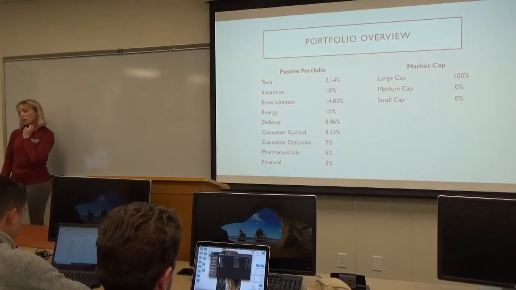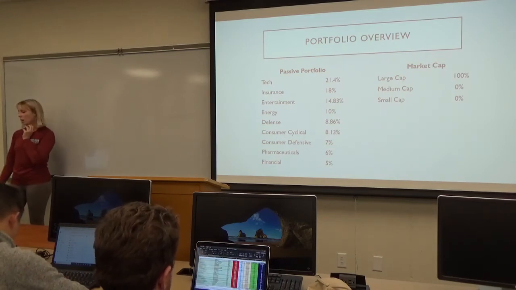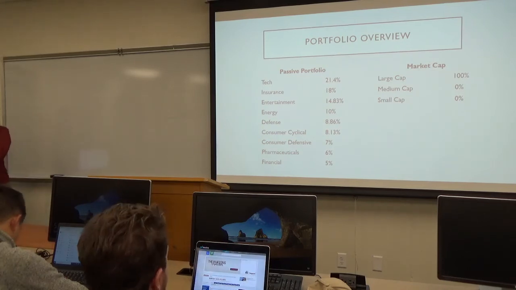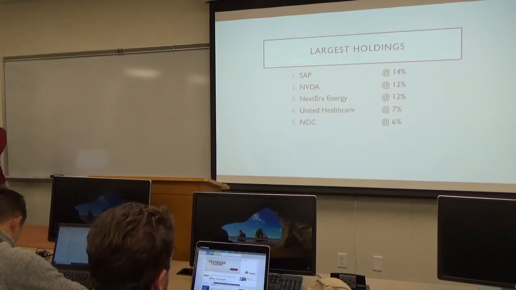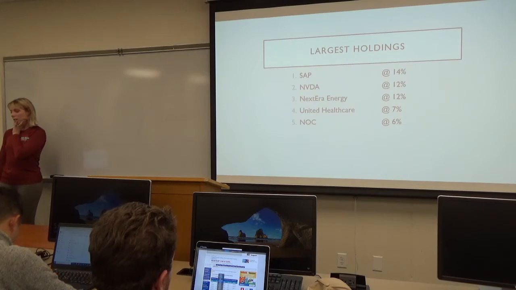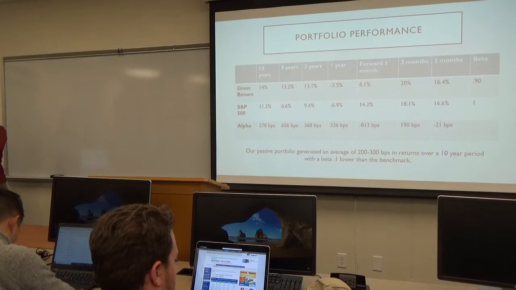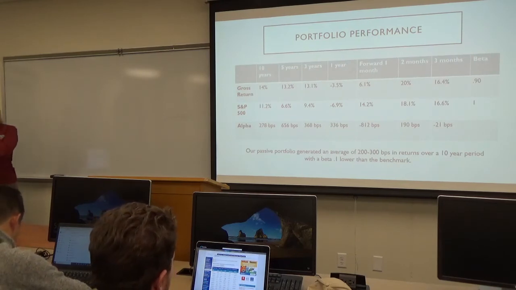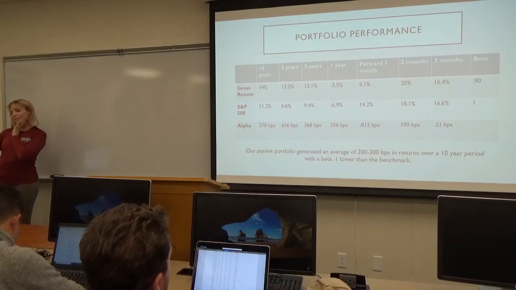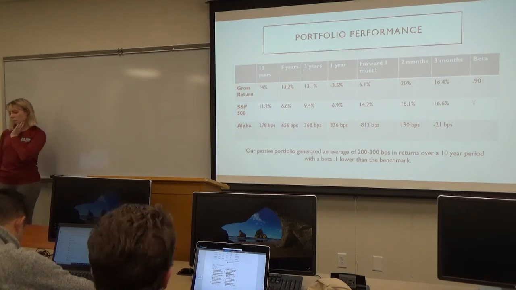This is the overview of our portfolio. It's primarily tech. The next largest would be insurance, entertainment, and so on. It is also all large cap. Our largest holdings are SAP, NVDA, NextEra, United Healthcare, and MSA. This is how our portfolio did. If you just disregard the forward month, that's fine. It generated an average of 200 to 300 basis points in returns over a 10-year period with a beta 0.1 lower than the benchmark.